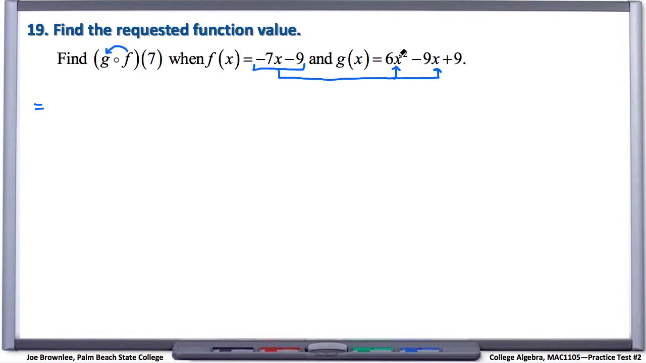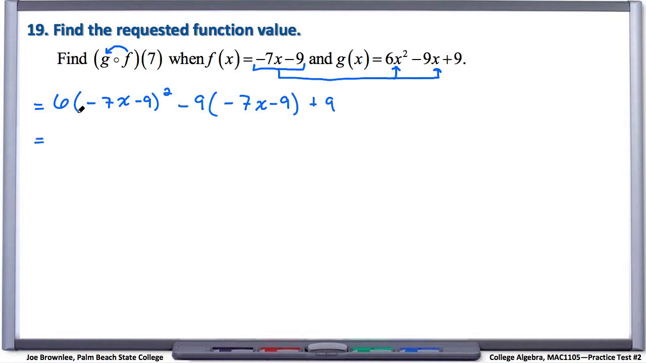So we have 6x squared, but remember we're taking the x out and instead putting in the f function. So 6 times negative 7x minus 9 squared, minus 9x, but again, x is now being replaced with negative 7x minus 9, plus 9. All right, so let's clean this up.